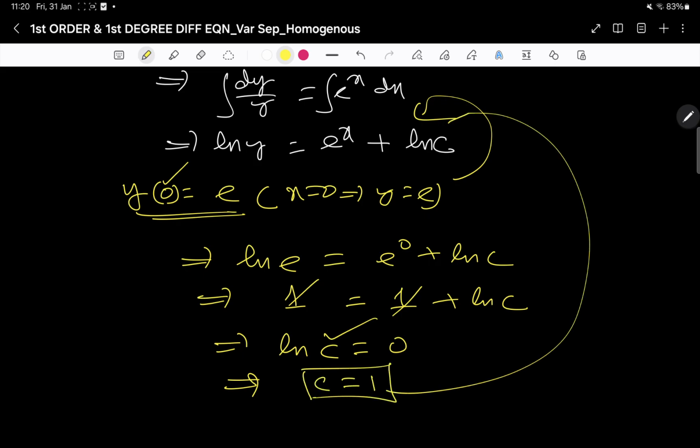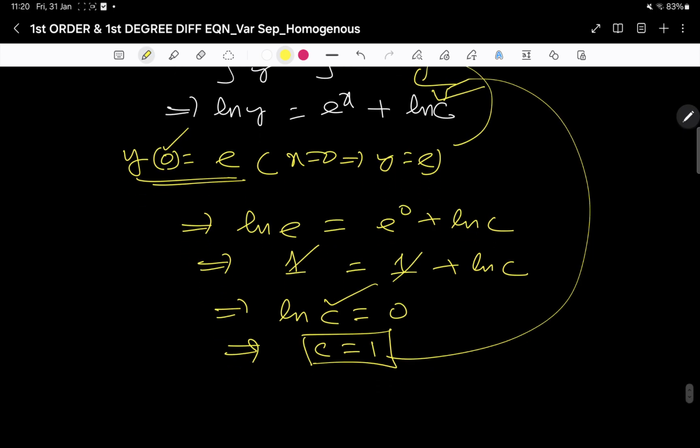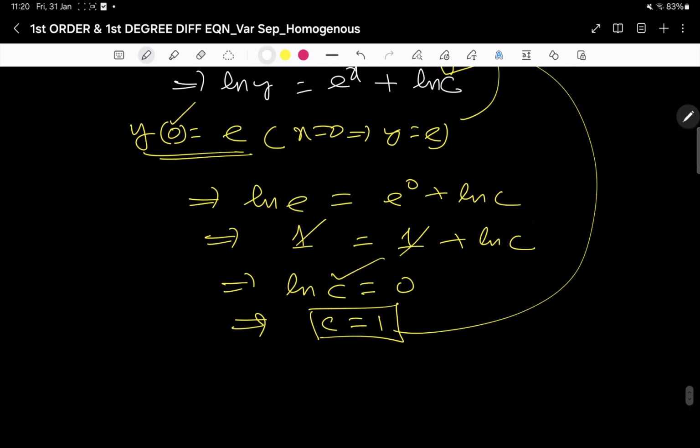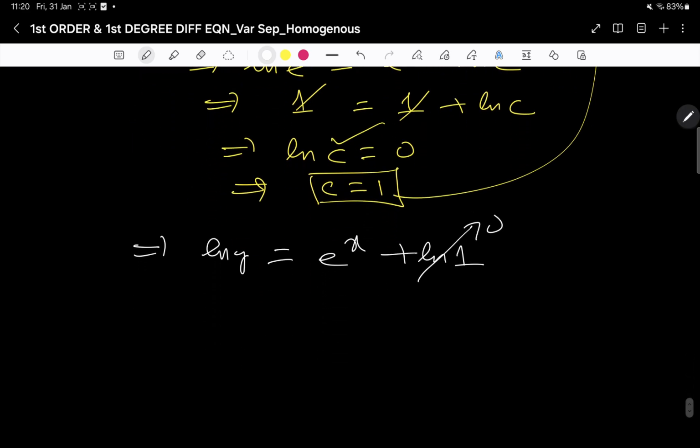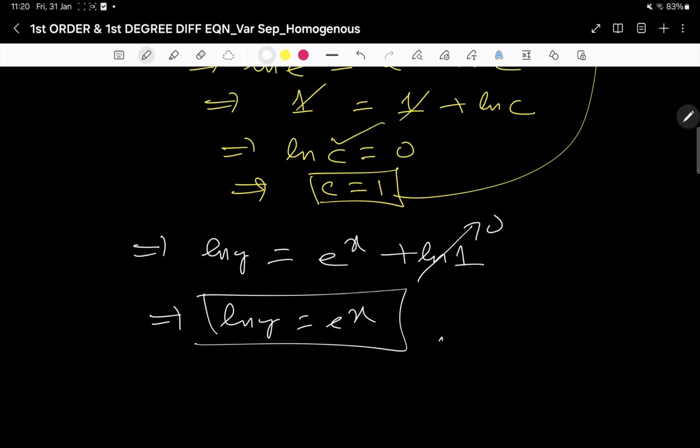So you substitute the value of c as 1 here. So ln y is equal to e to the power x plus ln 1. ln 1 is 0 here. So ln y is equal to e to the power x is your answer. So this is all about the variable separation.